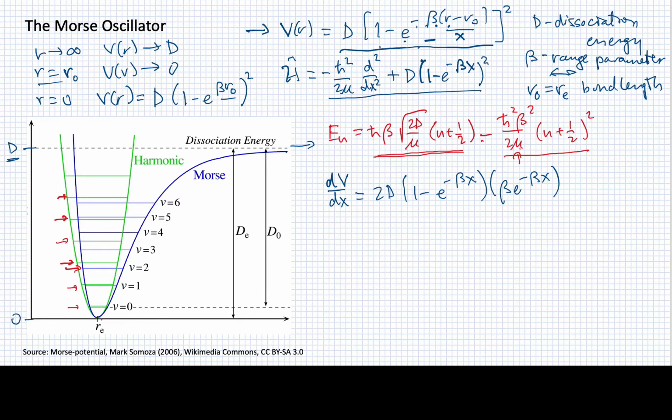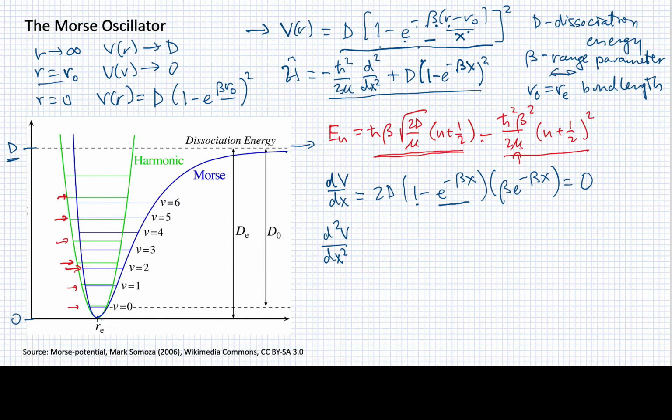But you'll notice that as we go to x equals 0, which would be r equals r0, as x goes to 0, this term is going to be 1. 1 minus 1 is 0, so this must equal 0 at that point. Okay, what about the second derivative of the potential?